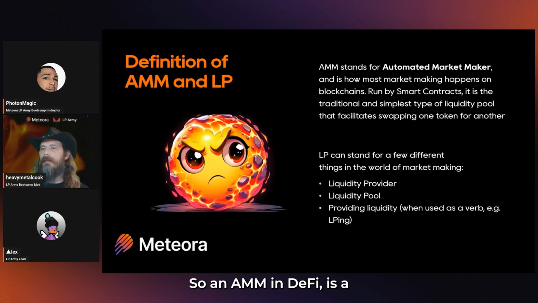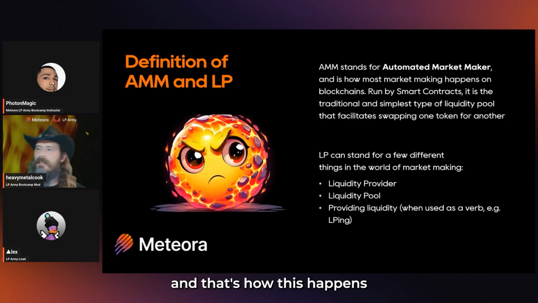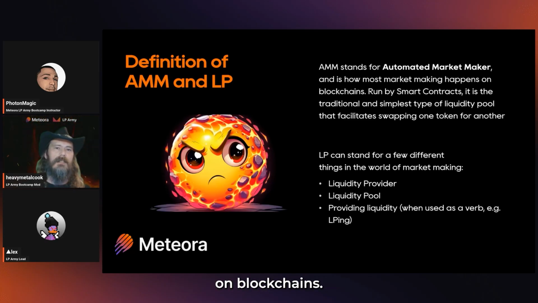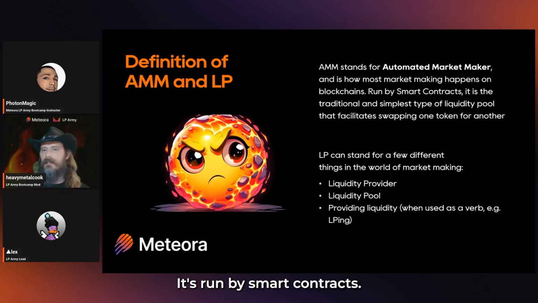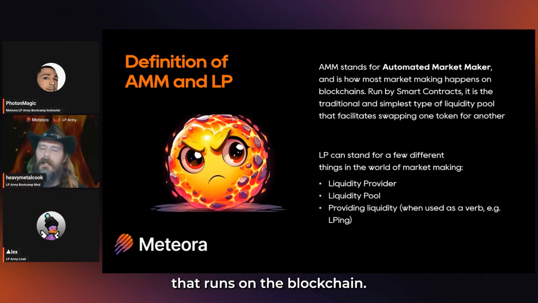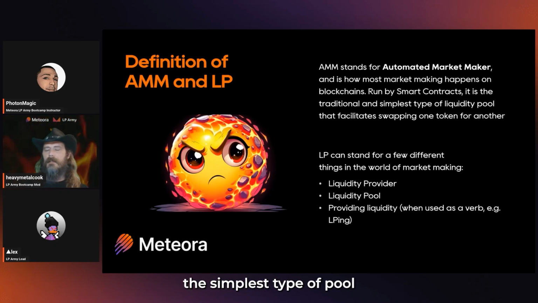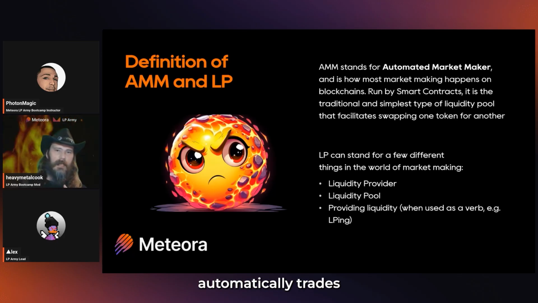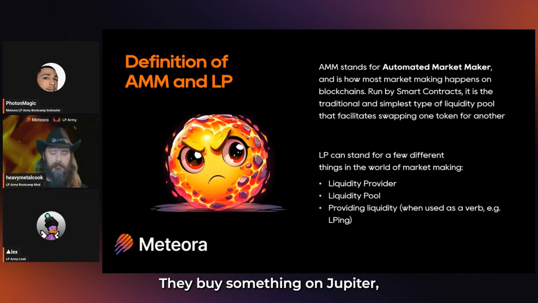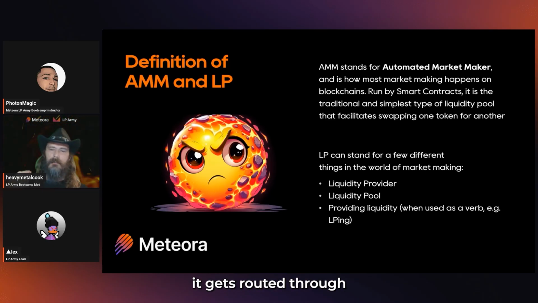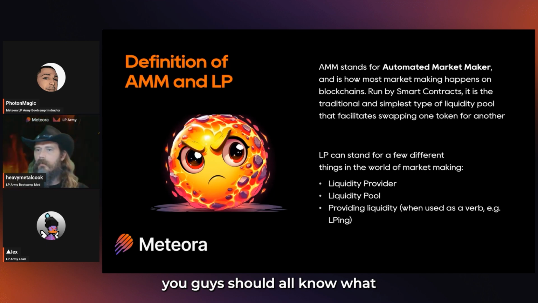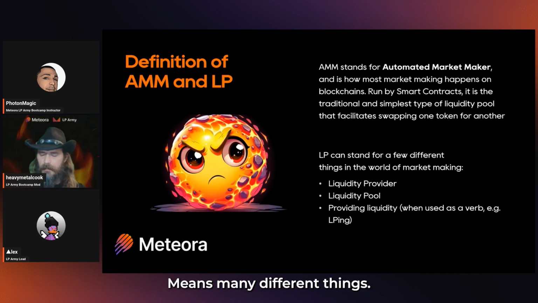So an AMM in DeFi is an automated market maker, and that's how this happens on blockchains. It's run by smart contracts. It's like a program that runs on the blockchain itself. It's the simplest type of pool there is, and it's just a means to facilitate automatically trades that people do. They buy something on Jupiter, it gets routed through some type of AMM. Okay, you guys should all know what LP stands for. It means many different things.